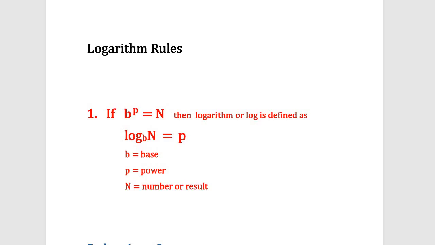If b to the power p equals n, then the logarithm, or log, is defined as log n to the base b equals p. So b goes as the base of the log, and the number n comes with the log and equals the power. This is how log is defined, where b is the base, p is the power, and n is the number or result.